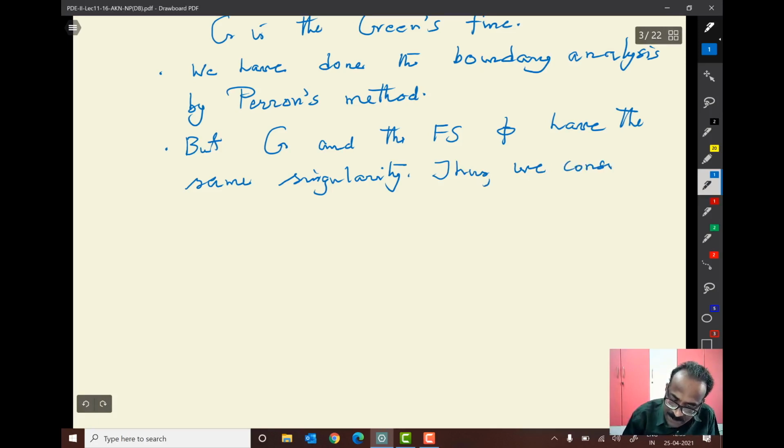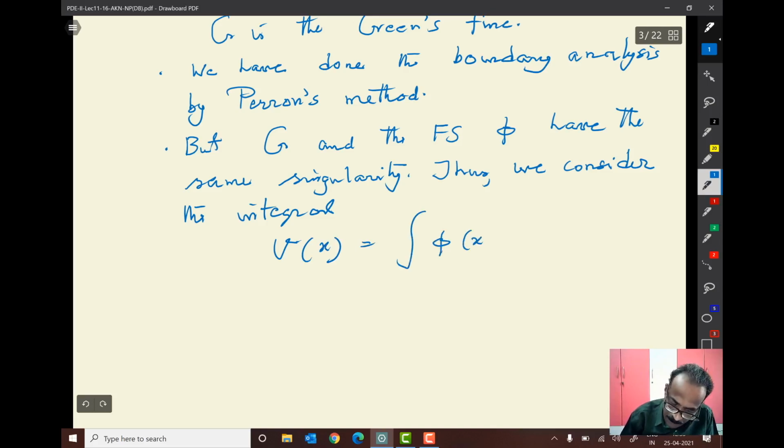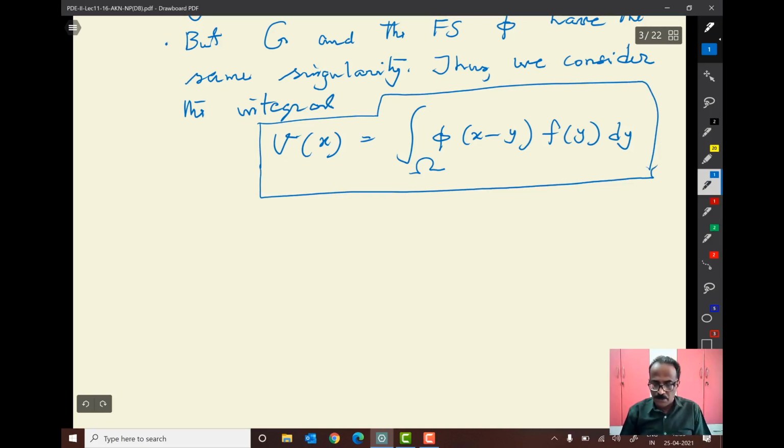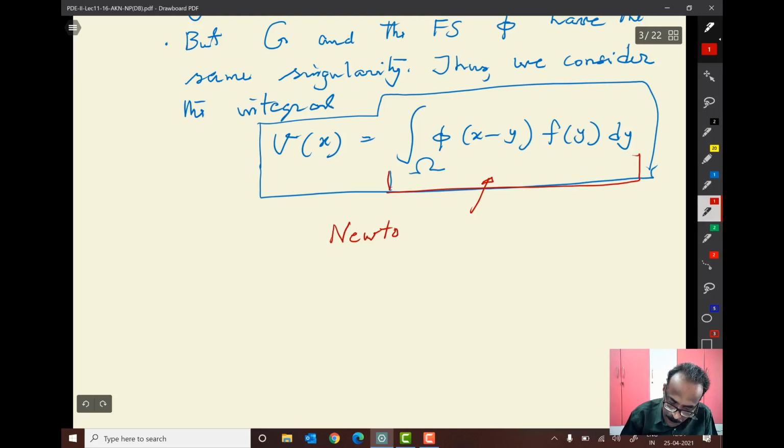So we consider the integral V of x equal to the integral over omega of phi of x minus y times f of y dy. F is given to you; we will talk more about it. So you have your domain omega, and this integral is called the Newtonian potential.